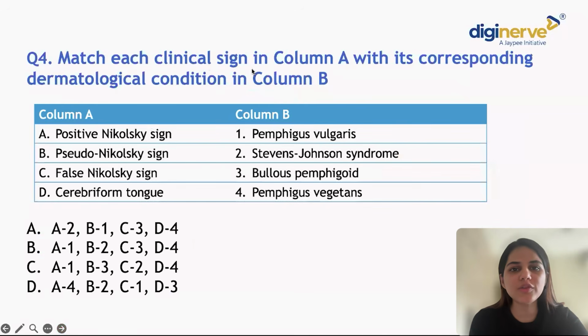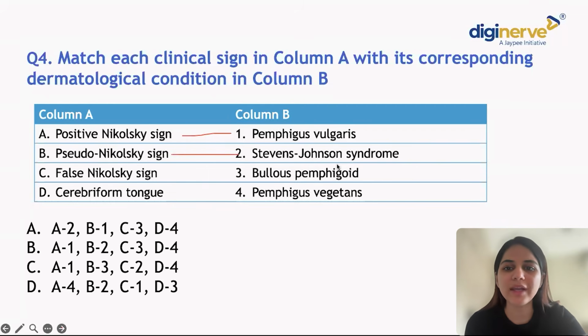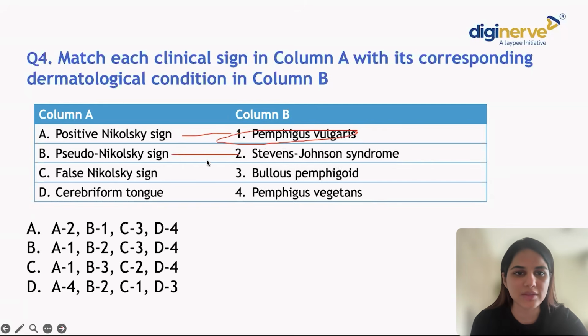Next one. Match each of the clinical sign in column A with its corresponding dermatological condition in column B. So let's see what's happening here. So positive Nikolsky sign is characteristic of pemphigus vulgaris. So this is when tangential pressure is applied on the skin, you can see the shearing of the epidermis. Pseudo-Nikolsky is seen in Stevens-Johnson syndrome, which is due to epidermal necrolysis and not due to the DSG desmogleins playing a role in pemphigus vulgaris.